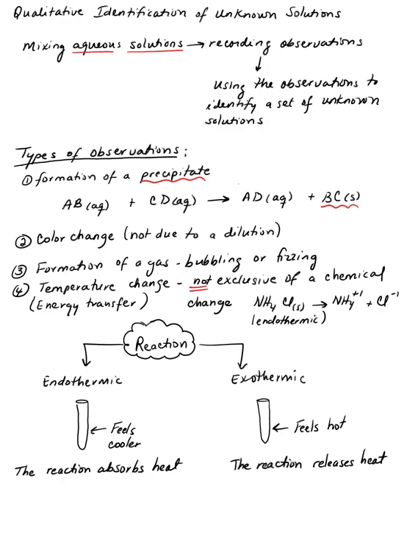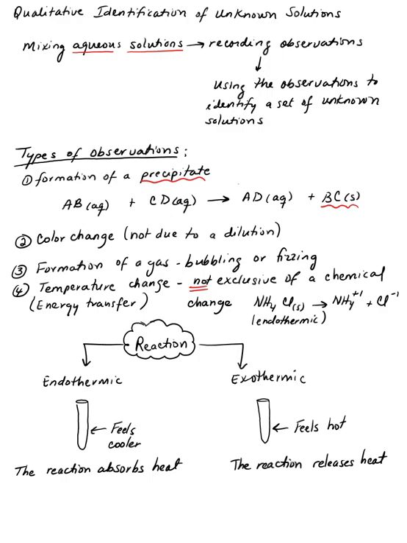Number 3 is formation of a gas. That's easy for you to identify because you will see bubbles forming in your solution. That's the gas that is being formed, that is escaping the solution. And number 4, also temperature change. Temperature change is a type of observation that is not exclusive for chemical changes. You can have physical changes that involve energy transfer, which is what happens when you have a temperature change.